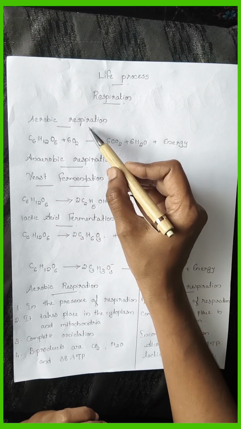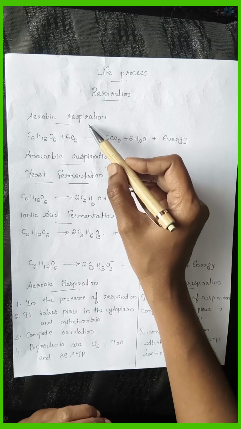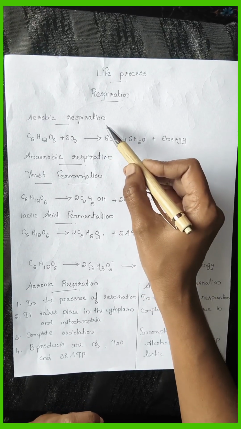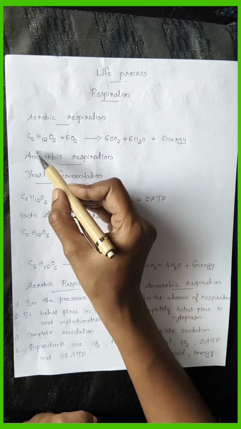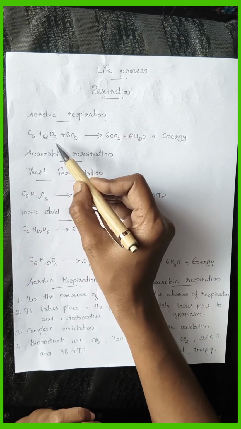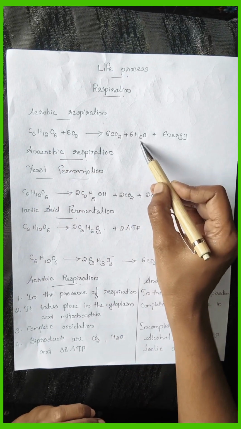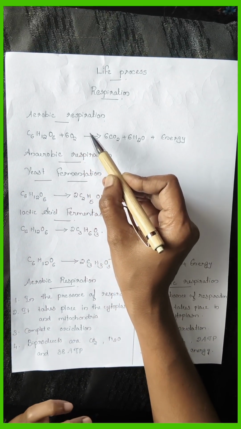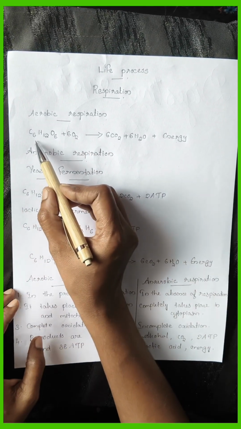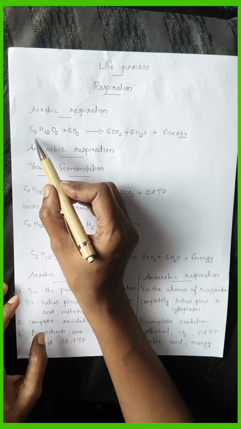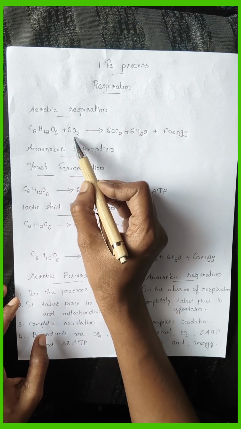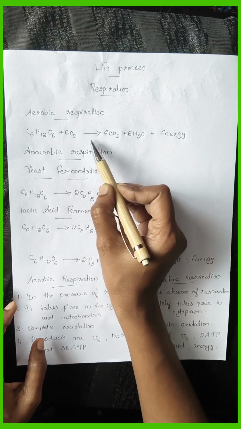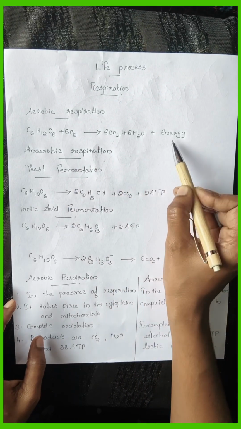Aerobic respiration, what is the meaning of aerobic respiration? Aerobic respiration takes place in the presence of oxygen. In the presence of oxygen, glucose is completely oxidized into carbon dioxide, water and energy. Here you can see glucose, C6H12O6. Glucose is completely oxidized, completely burnt with the help of oxygen to form carbon dioxide, water and energy.